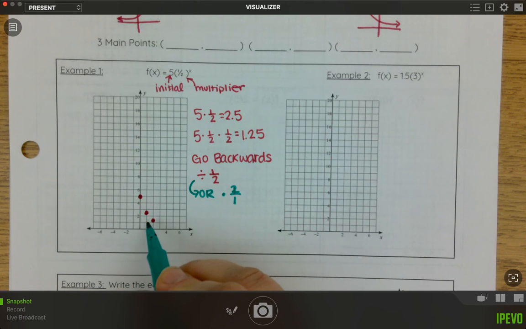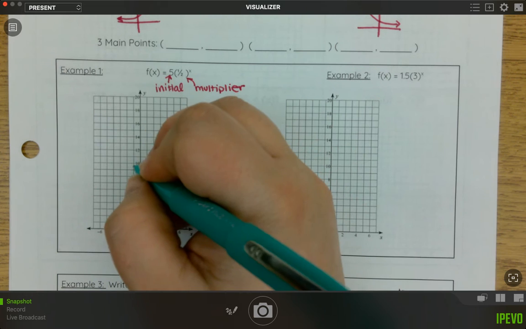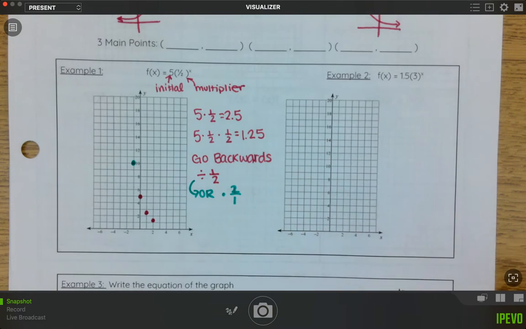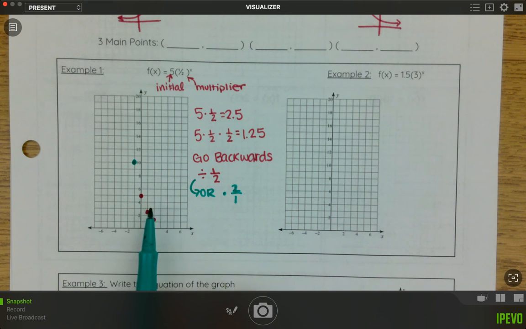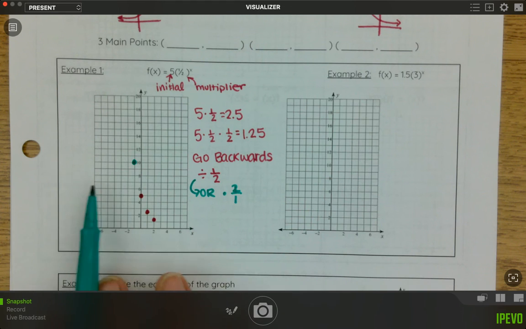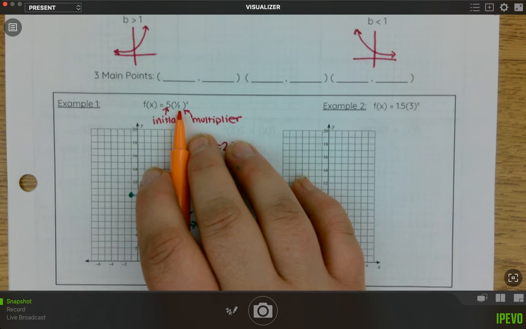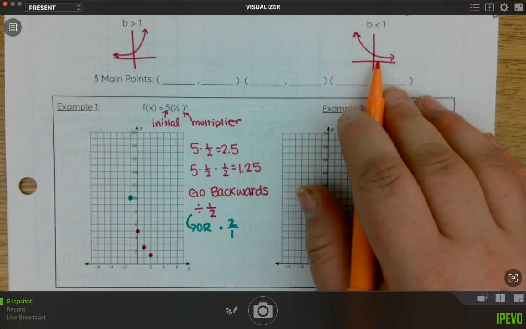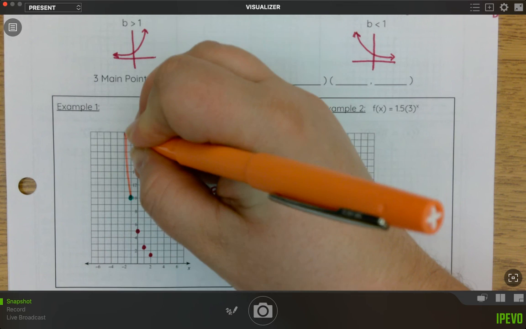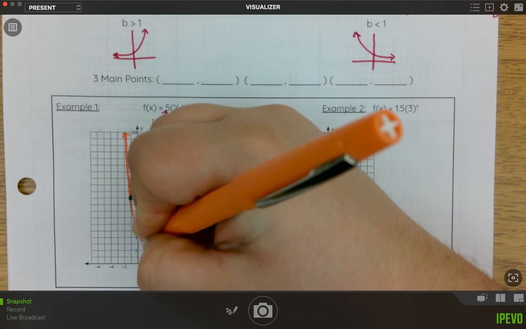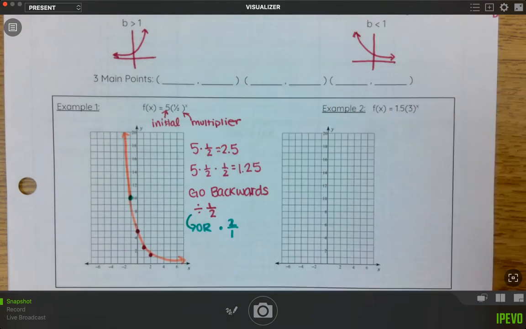So if I want to go backwards, 1.25 times 2 is 2.5. 2.5 times 2 is 5. 5 times 2 is 10. And that's how I get the next point to the left. So as you go to the right, multiply your y value by whatever the multiplier is. And as you go to the left, divide by it. And then I'm going to draw my curve through here. Now this is a number less than 1 is my multiplier. So it's going to look like this. And there you go.